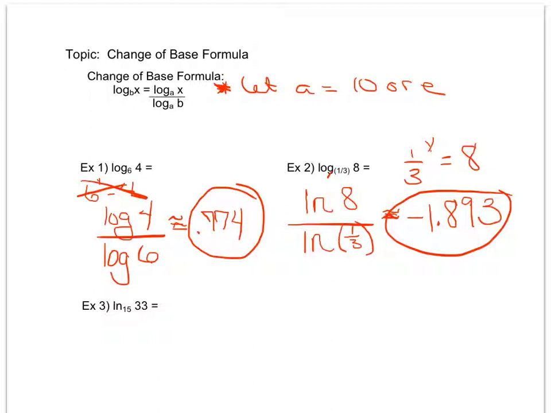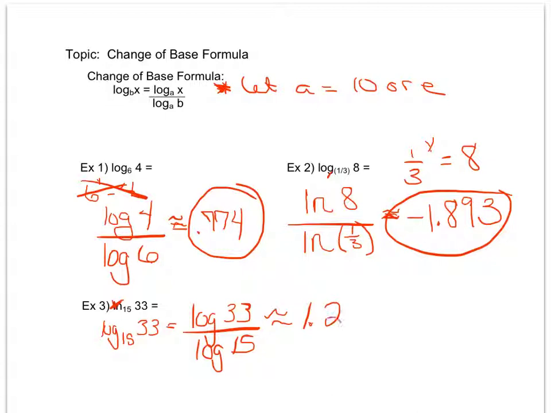Finally, looking at the last example, example 3 here, this was supposed to say log base 15, not ln. Hopefully you recognize that that doesn't make sense since ln already has its own base. Again, nothing I can do with this, so I can either change to base 10 or base e. It does not matter. If I change to base 10, I would have log of 33 divided by log of 15. Again, from here I go to my calculator, and I get approximately 1.291 for my final answer.